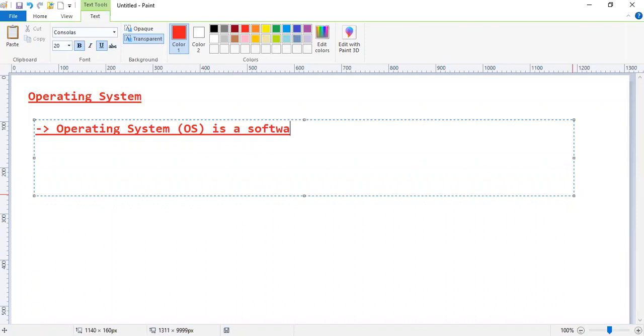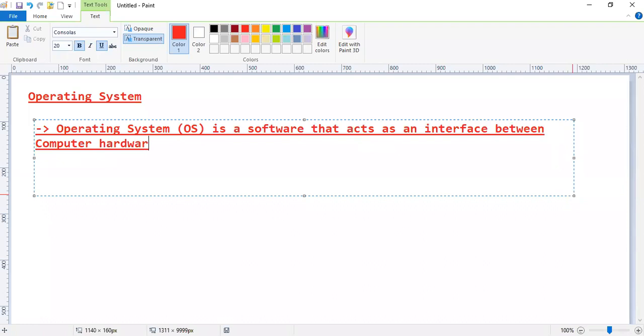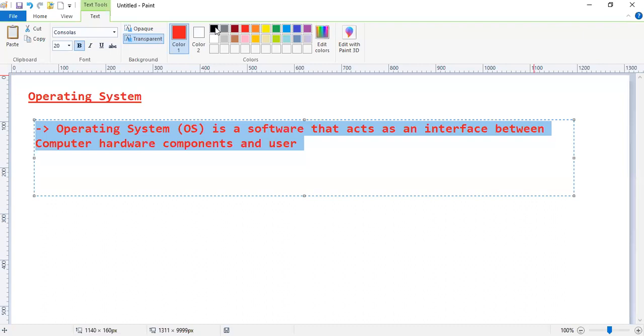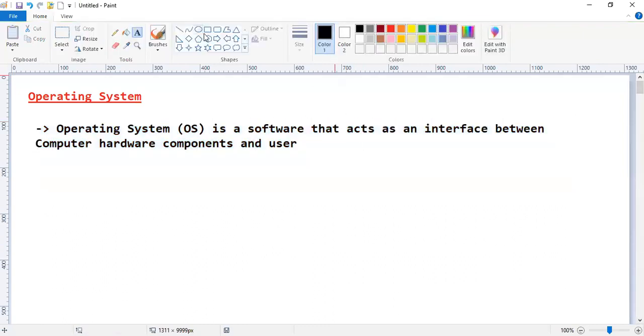Operating system is a software that acts as a mediator, as an interface, between computer hardware components and the user. Right? We all are users. We are using computers to perform several operations. Now there is one user who wants to use that computer to perform some operations. He wants to store some data in the computer. He wants to perform some calculations in the computer.